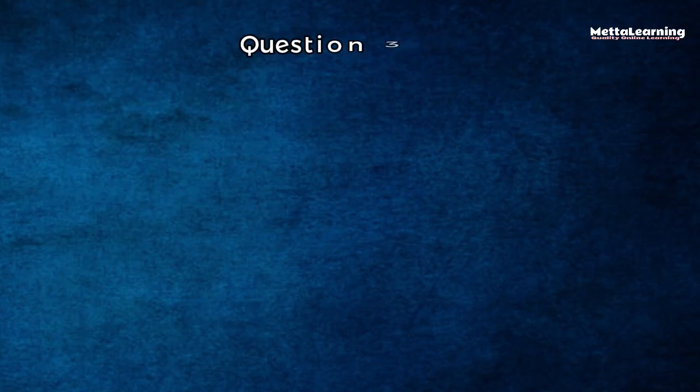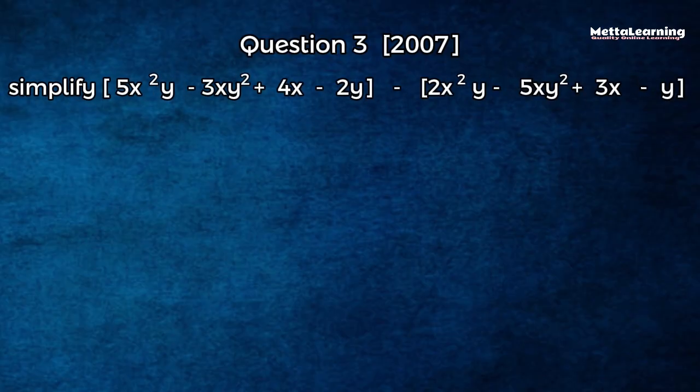The next question we have here on our table is from the WAEC past question 2007 still. It says simplify (5x²y − 3xy² + 4x − 2y) − (2x²y − 5xy² + 3x − y). This is a subtraction in polynomial.